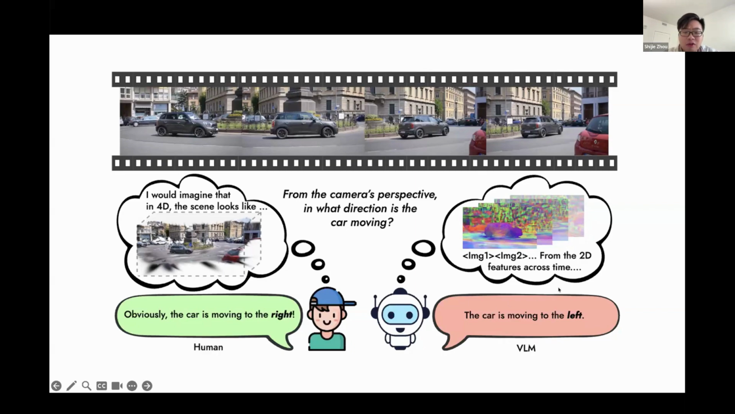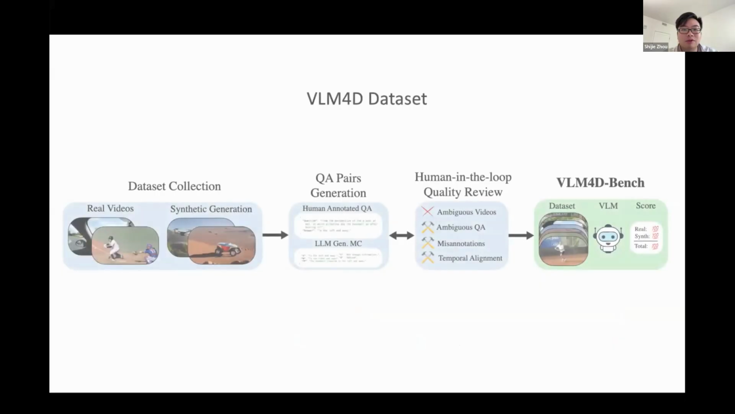However, for large multimodal language models, or vision language models recently, the features are extracted from the 2D space only. We can imagine that the transformer first patchifies the RGB input into tokens, and also aggregates the features along the time axis to do this kind of video understanding task or 4D reasoning task. However, it is really problematic, as I just showed you in the two simple examples.